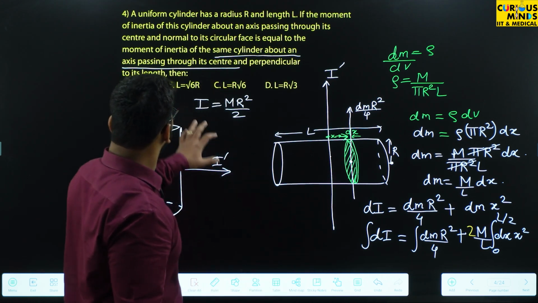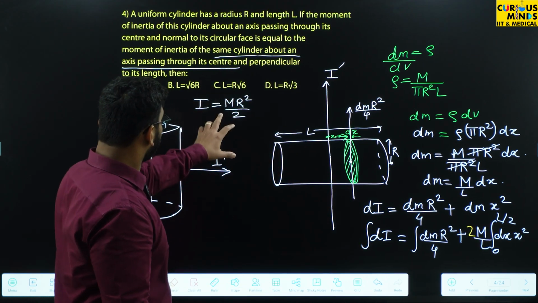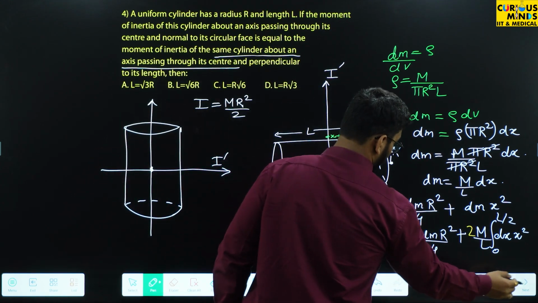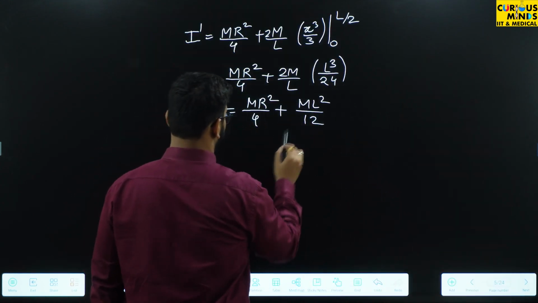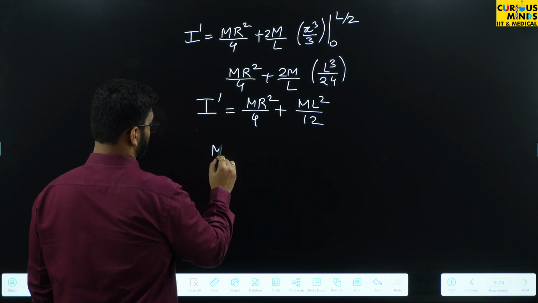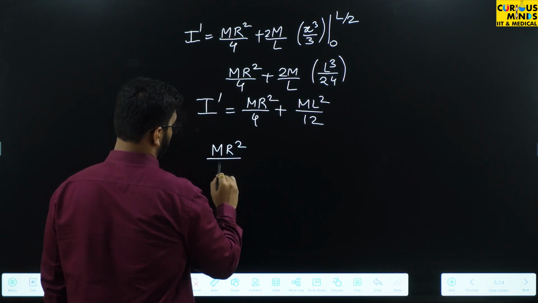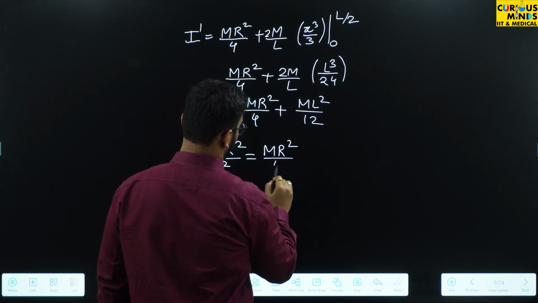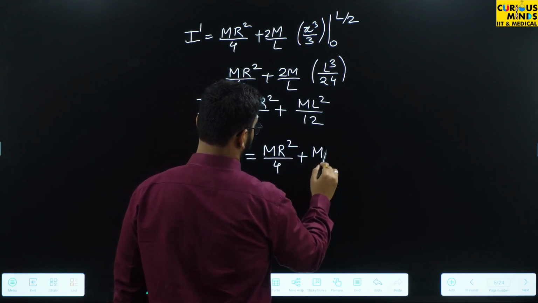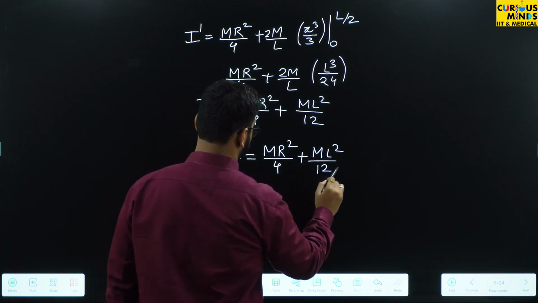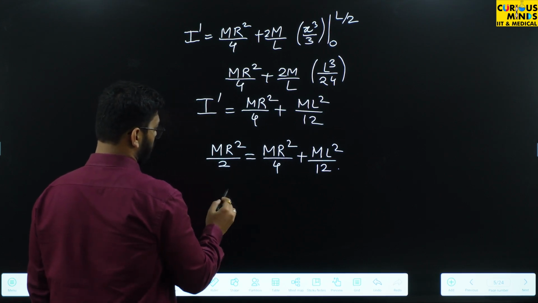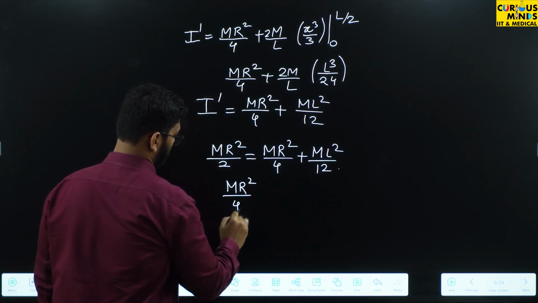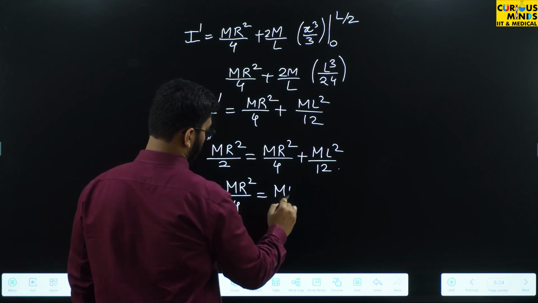Now what is given to us? This I dash is equal to I, which is mr square by 2. So I dash is equal to mr square by 2. So mr square by 2 is equal to mr square by 4 plus mL square by 12. So if I multiply by 2 both sides, we will get mr square by 4 here is equal to mL square by 12.